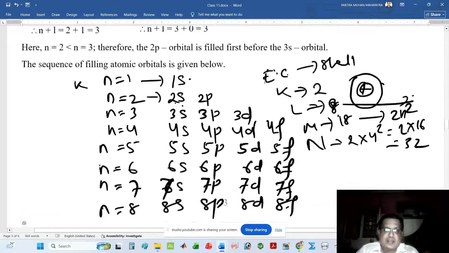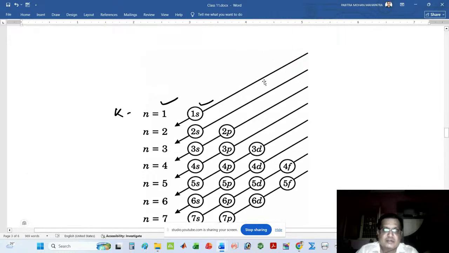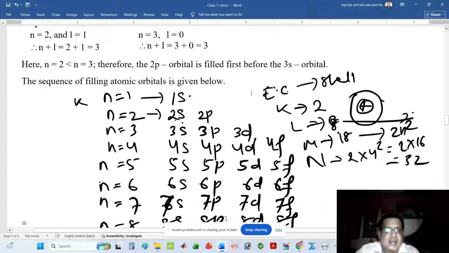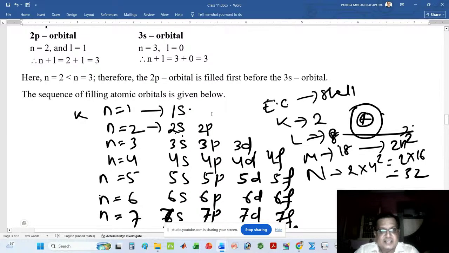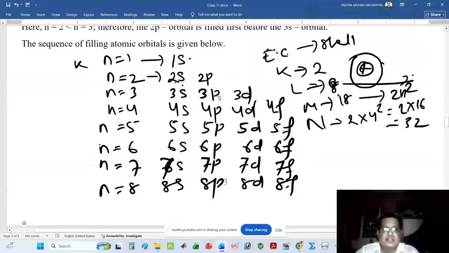Let me explain. There are different orbitals present. At first I want to teach you to write the electronic configuration in subcells. Then I will give the electronic configuration in the orbitals also. Let me explain the electronic configuration in terms of subcells. Look at that. There are different subcells. I listed them here.